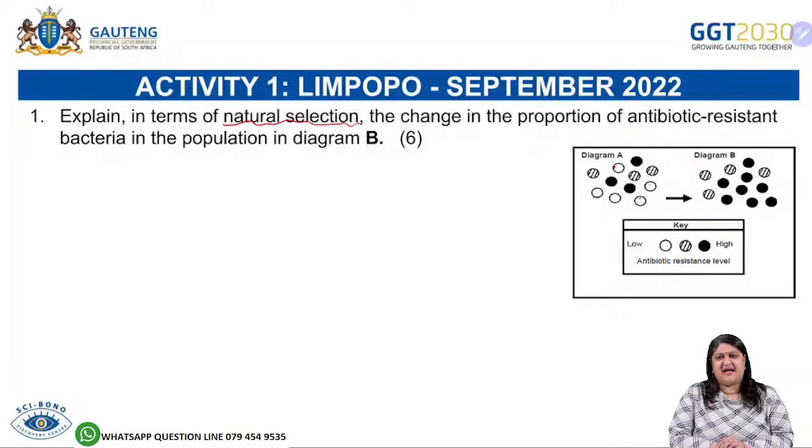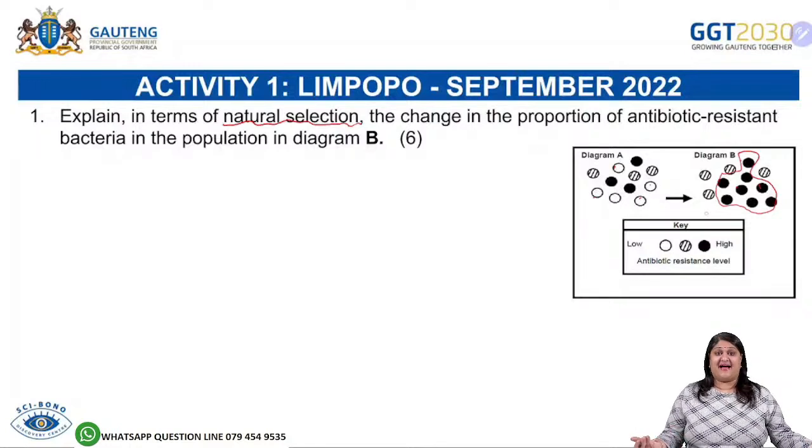And then over time, we have a new population, which is diagram B, where we now have high levels. The high antibiotic resistance level are now more. They've increased, right? It's all of these. 1, 2, 3, 4, 5, 6, 7, 8. And we have 4 moderate. So all the ones with low antibiotic resistance level died. Why? Because they were not resistant to the bacteria, so to the antibiotic. So the antibiotic was administered and they died because they had low resistance.